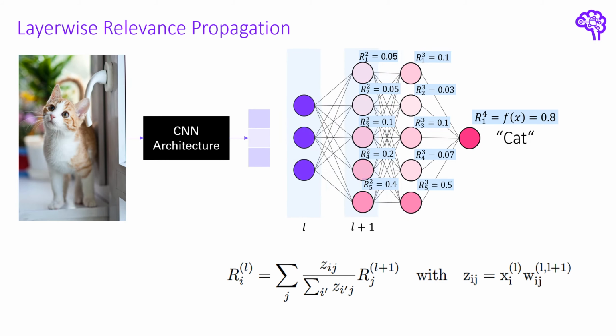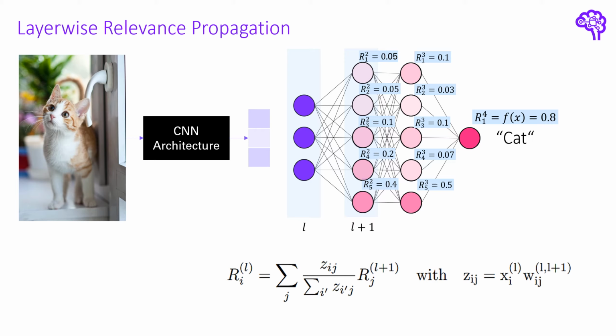Note that the sum of the relevance values stays the same for each layer. In this case, the relevances will always sum up to 0.8. Of course, this approach is not limited to dense layers. We can also apply it on convolutional layers.